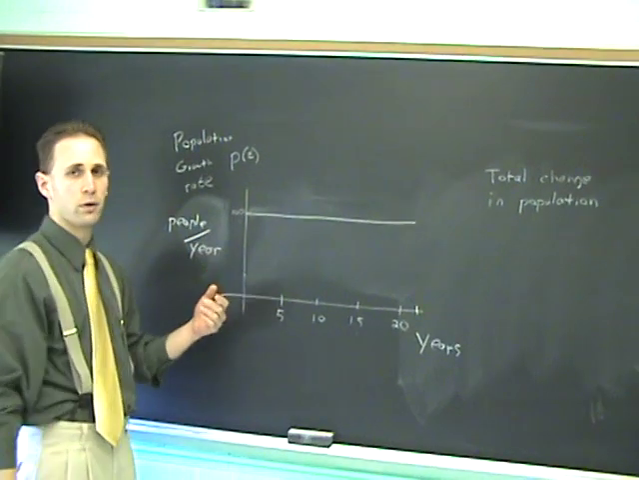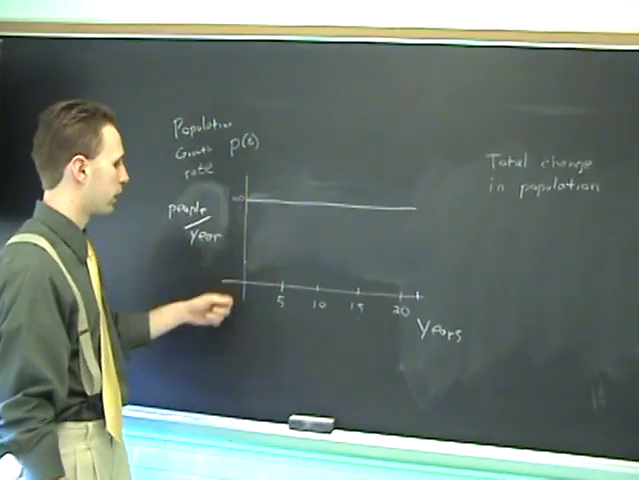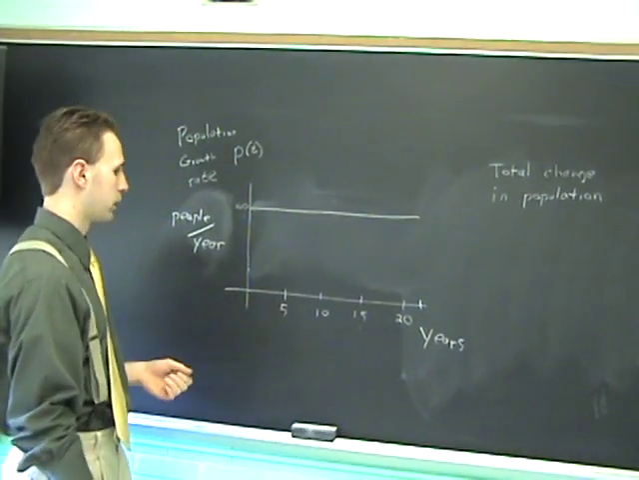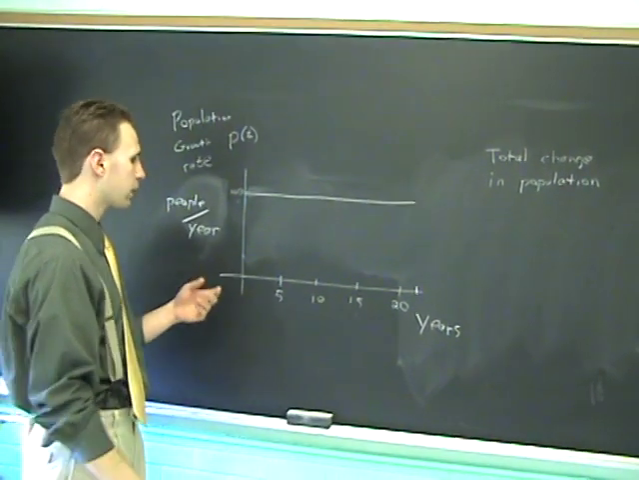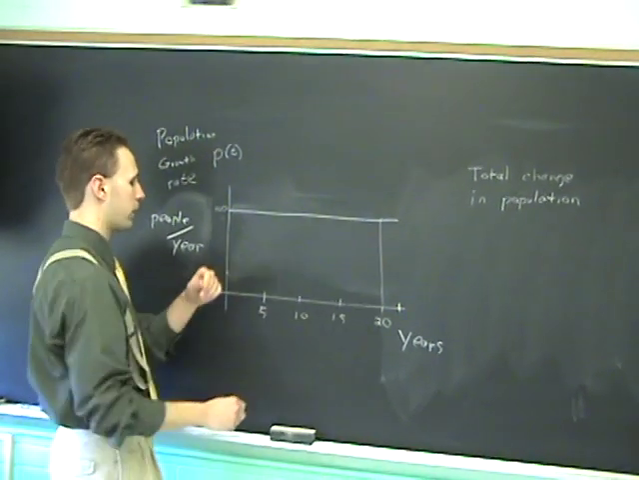And then you would just think, okay, rate times time: 100 people per year times 20 years, that's going to be 2,000 people. And it's kind of like the area, right? Just the base times height, finding the area.